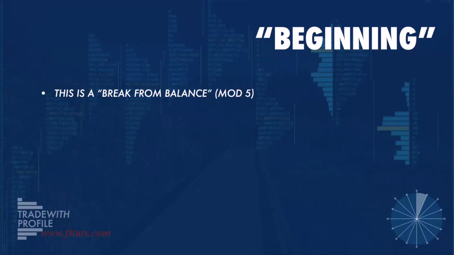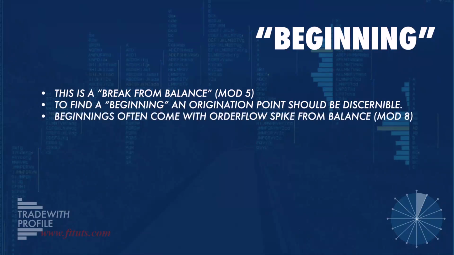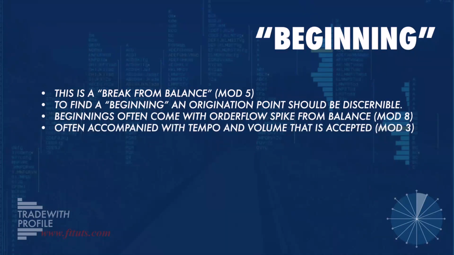So the beginning is a break from balance. So we've balanced, now we're going imbalanced. And so to find the beginning, we find an origination point that should be discernible. That's that peak in the profile. Beginnings often come with an order flow spike from balance. We'll talk more about that in Module 8. And it's also accompanied with tempo and volume.